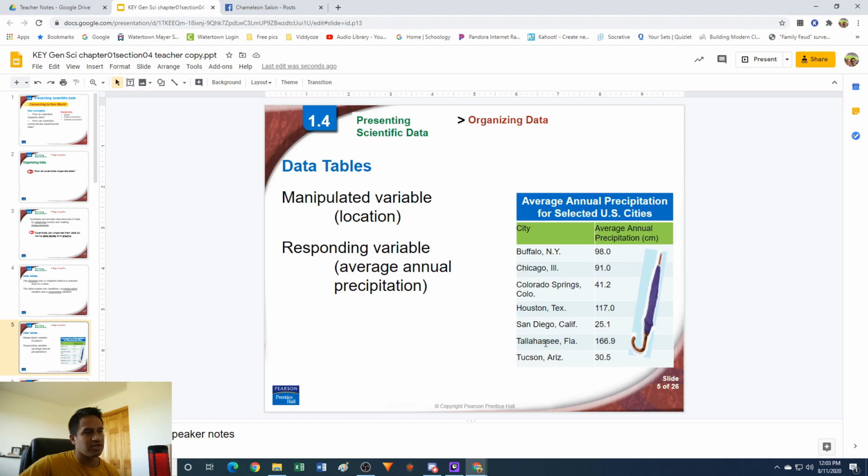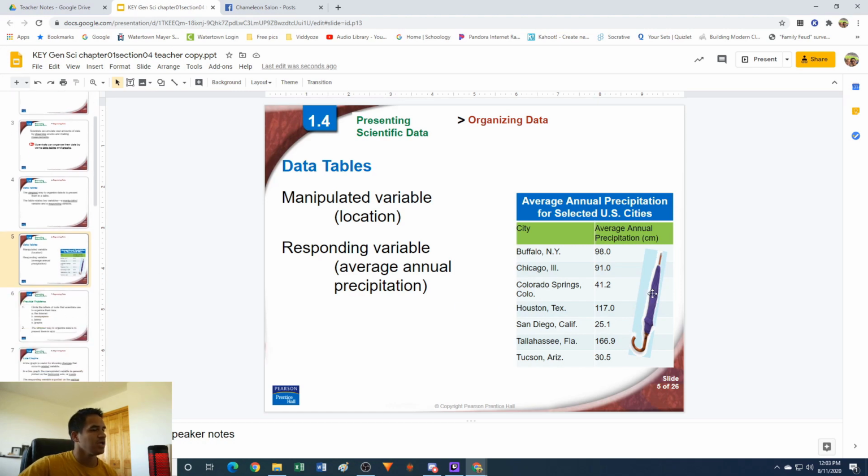And so we change the location, and then what we're measuring, what we're hoping is then going to change based on what we're changing is how much rainfall. Okay, so we have our manipulated variable in this column, which is the different cities. And we have our responding variable, what we're measuring, in the other column, and that's how much rainfall that city is getting.